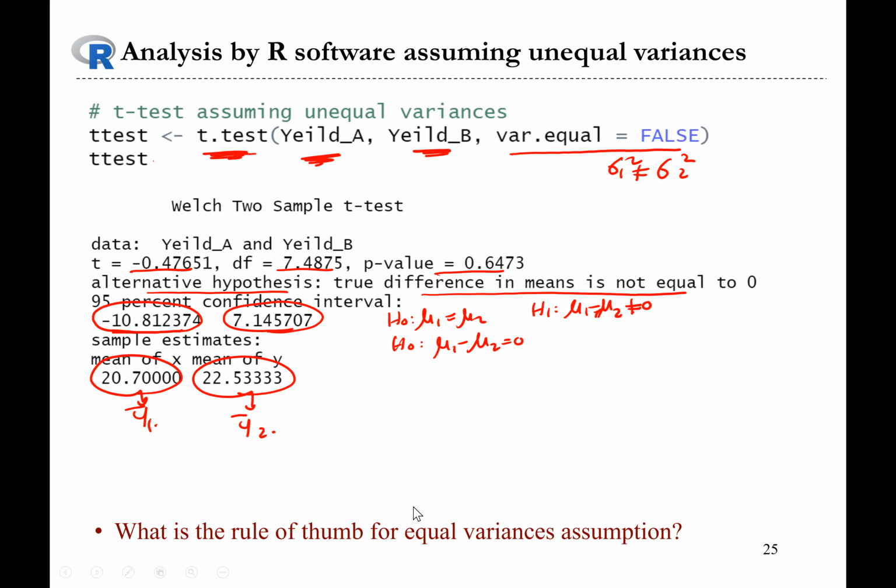So what is the rule of thumb for equal variances? Again, as I said, S maximum divided by S minimum should be less than 2 to assume sigma 1 squared equals sigma 2 squared. Otherwise, assume sigma 1 squared doesn't equal sigma 2 squared. But we need to cover a test. I will show you some tests because the test is better than the rule of thumb.